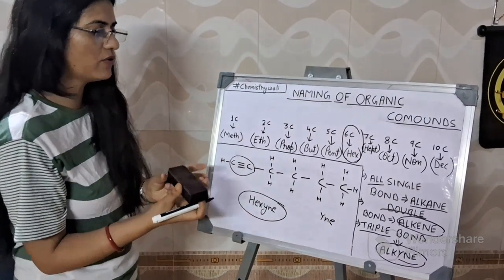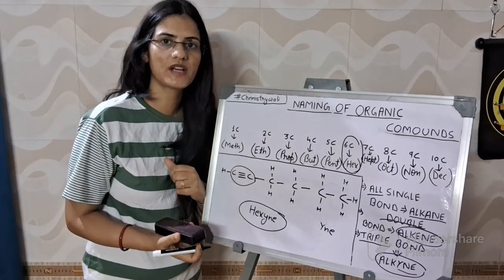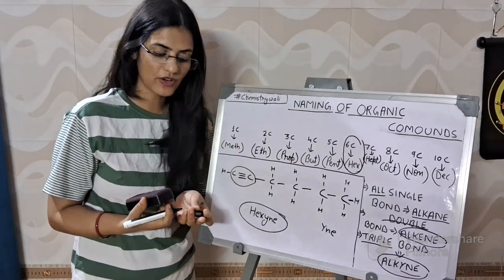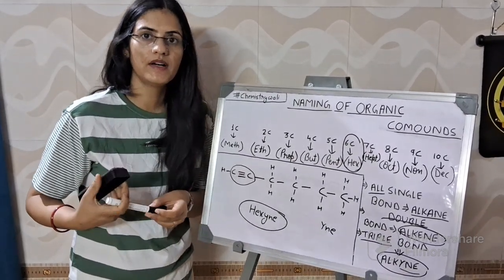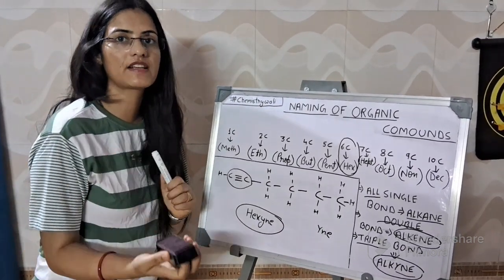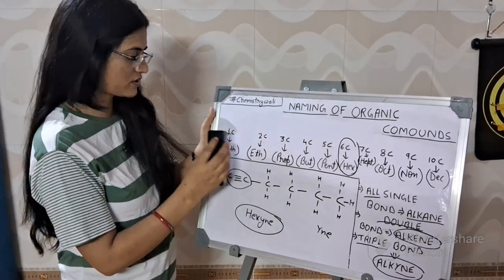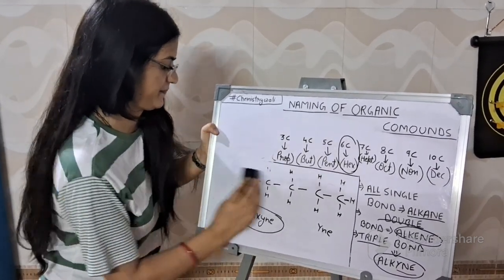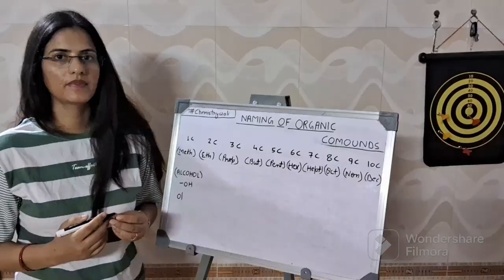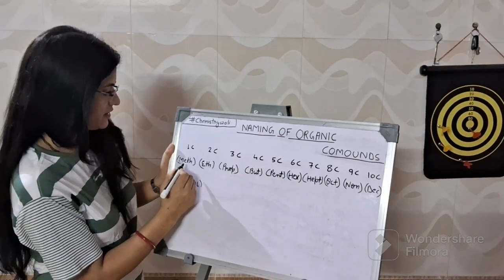Next, we will learn about how to name the organic compounds when functional groups are there. Means for each kind of functional group, there is a fixed suffix. How to use that suffix and how to name those compounds, we will learn. Okay, now means 1 carbon, this is called meth.